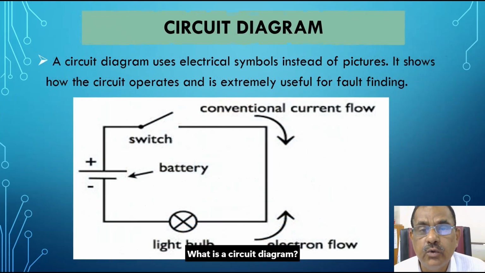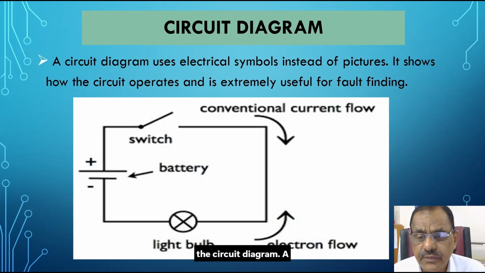What is a circuit diagram? Now let us discuss the circuit diagram. A circuit diagram shows how electricity flows through the circuits using standard electrical symbols. Instead of showing physical locations, it shows the electrical logic of operations. Typical symbols include fuse, relay, contactor, push button, lamp, motor, etc.